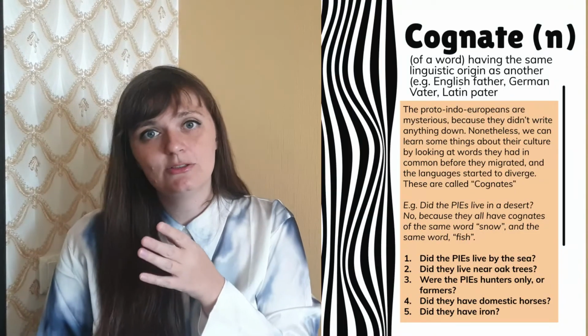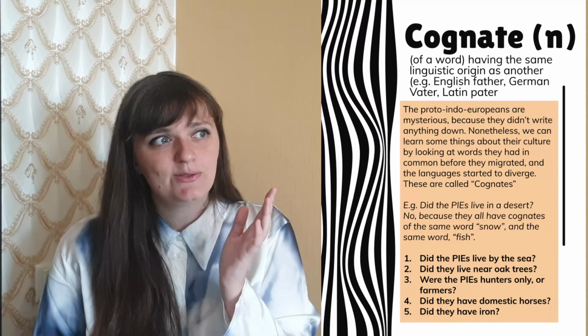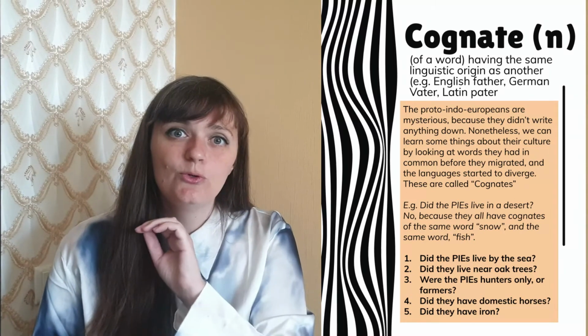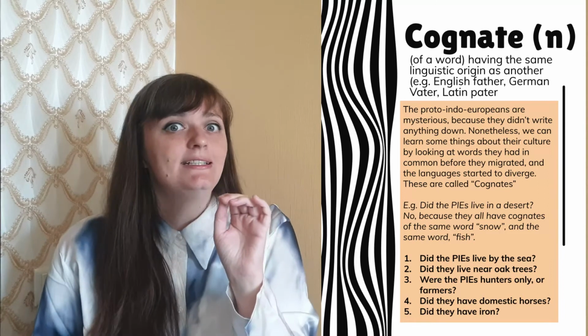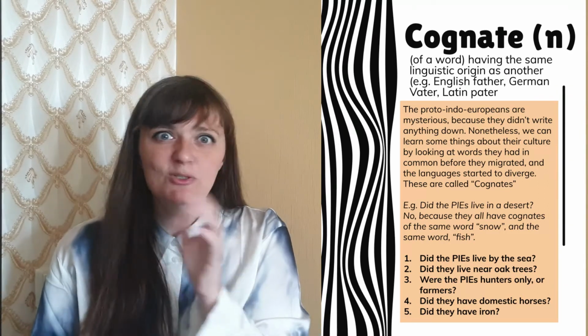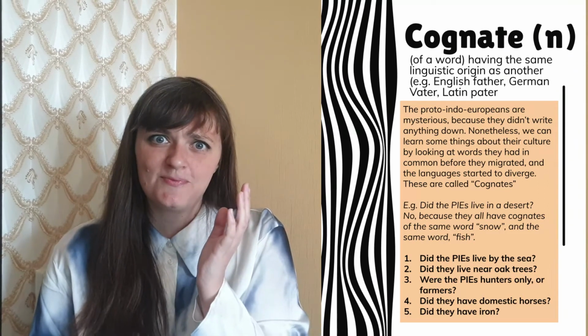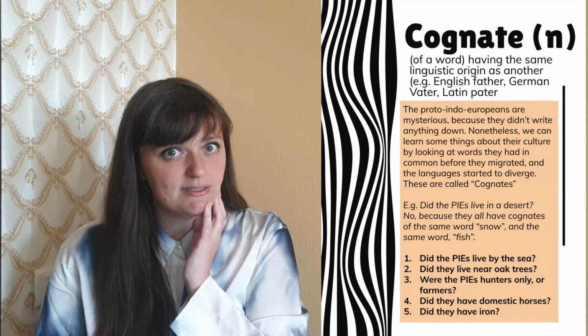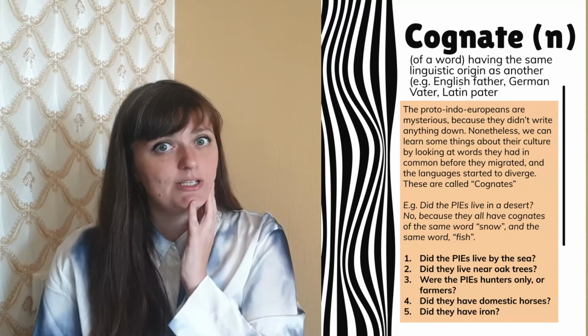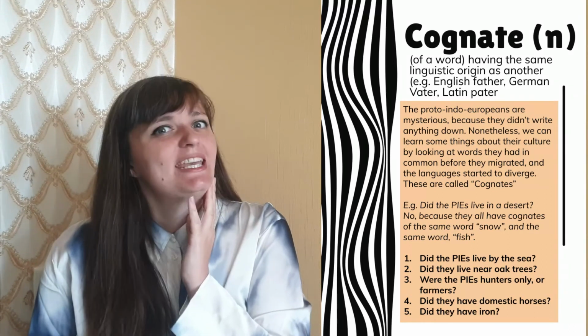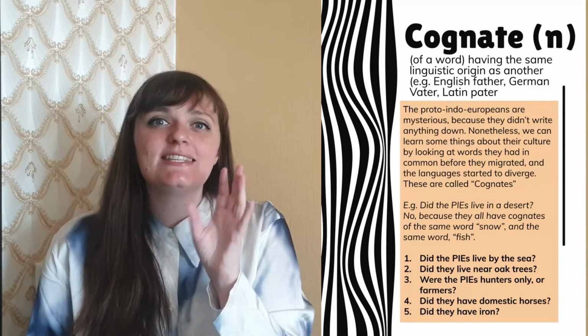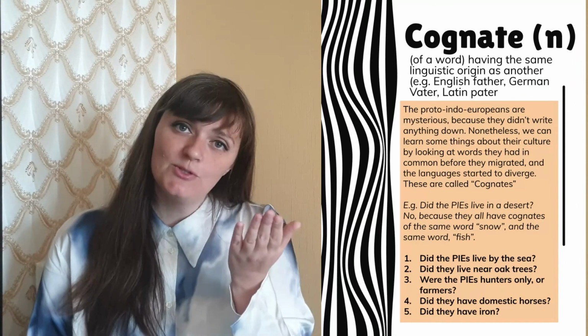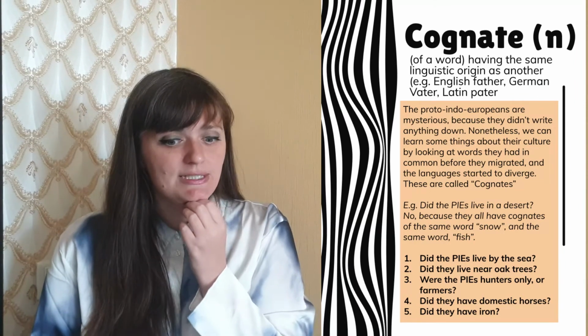Okay, next one. Were they hunters only or were they farmers? Well, if you look at the word for grain and corn, they must have been farmers because they all have the same word. Okay, what about, did they have domestic horses? Equus and horse. They are not very good cognates, but they are cognates. They do have the same origin, in fact. So, Proto-Indo-Europeans, they did have horses.